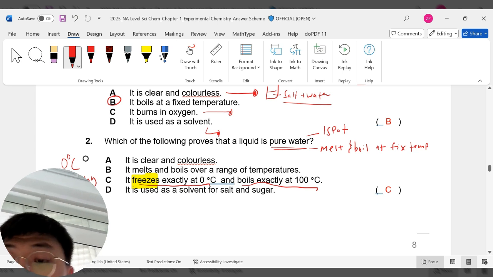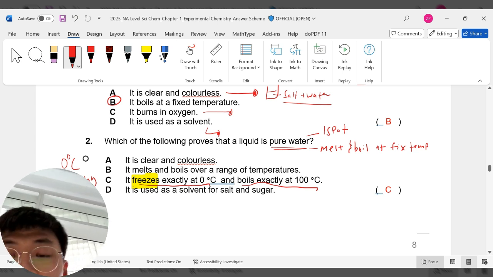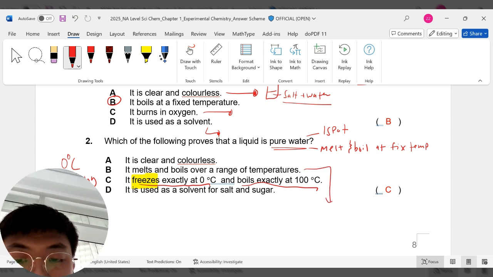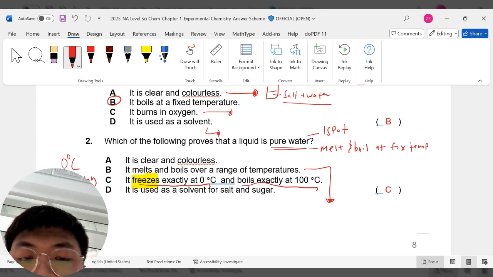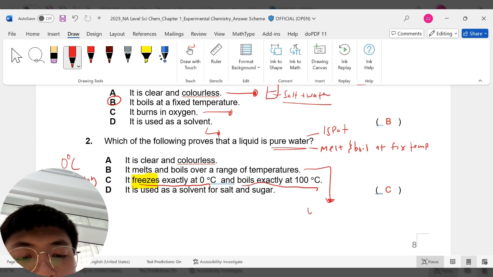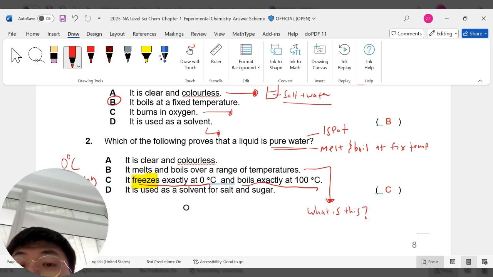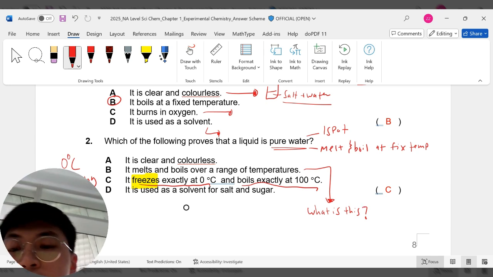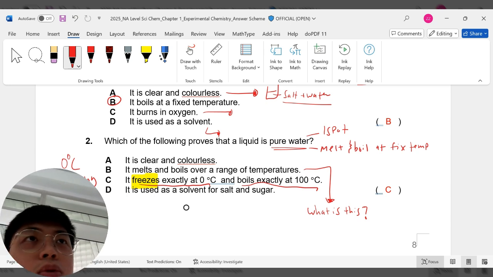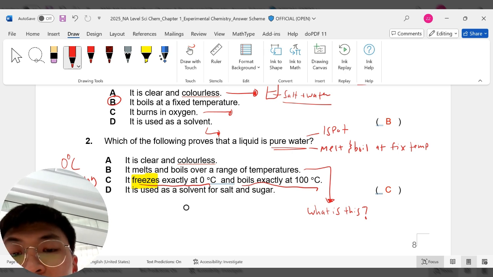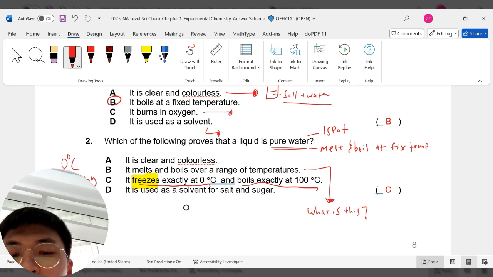I let you go and think. So for B, if something melts and boils over a range of temperatures, what is it? You guys can tell me in the next lesson. Of course, you can also just tell Mr. Zhang, or you can see me in school, you can just stop me and say, Hey Mr. Zhang, I know what is the thing that melts and boils over a range of temperatures.